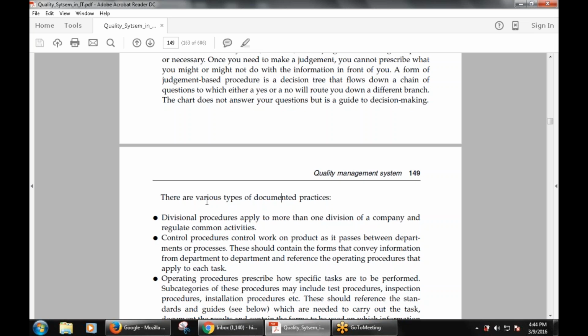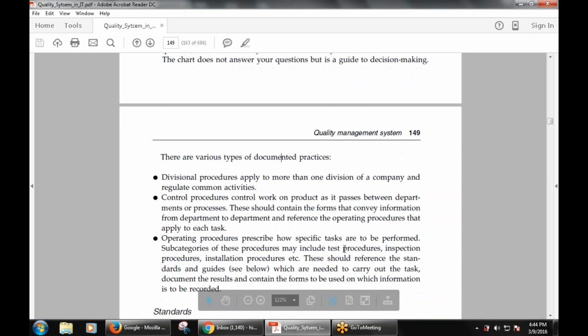So one is the divisional procedure, then the control procedure that controls the work on the product as it passes between the departments or the processes. Then operating procedures that prescribe how specific tasks are to be performed, that is, how the operation will be carried out. These should include the test procedures, instruction procedures, installation procedures, etc.